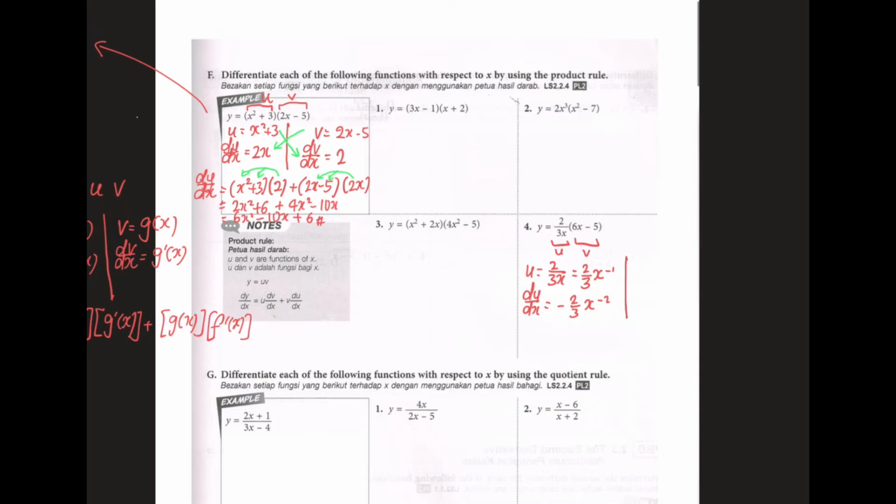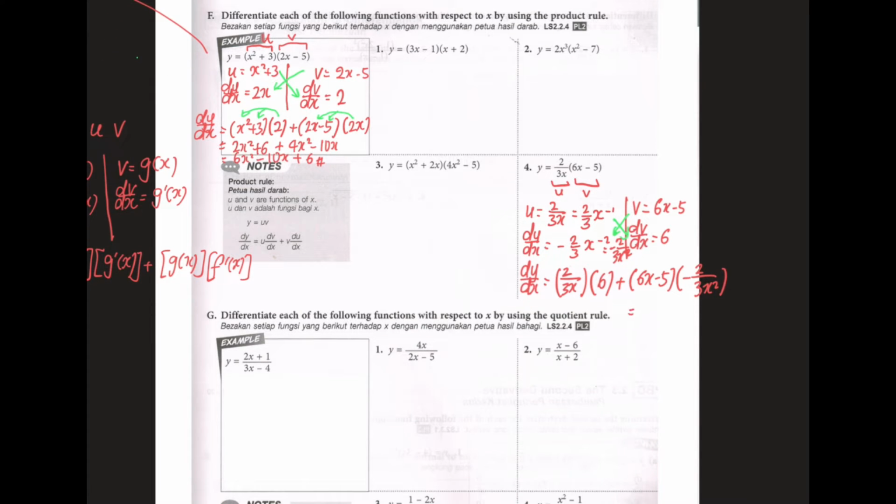And after that, the v is 6x minus 5. The dv dx is 6. Then dy dx is like this multiplied with this plus this multiplied with that. So u is 2 over 3x multiplied with dv dx, which is 6, plus v which is 6x minus 5 multiplied with du dx, which is minus 2 over, okay, let's say I simplified it at the same time, minus 2 over 3x squared. The x squared, I bring it down.